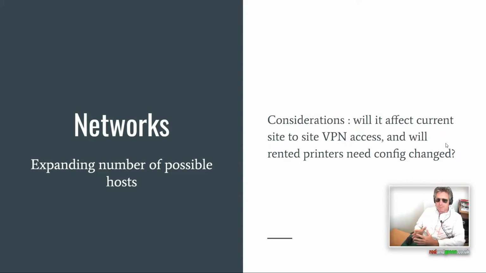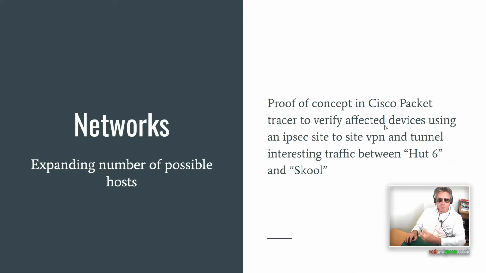What we need to establish is, if we change the subnet mask at the site in question, will it compromise remote VPN access? And there are also some rented multifunction printers, which we need to establish, will they be able to be used by clients using the new address range? We're going to do a proof of concept using Cisco Packet Tracer.